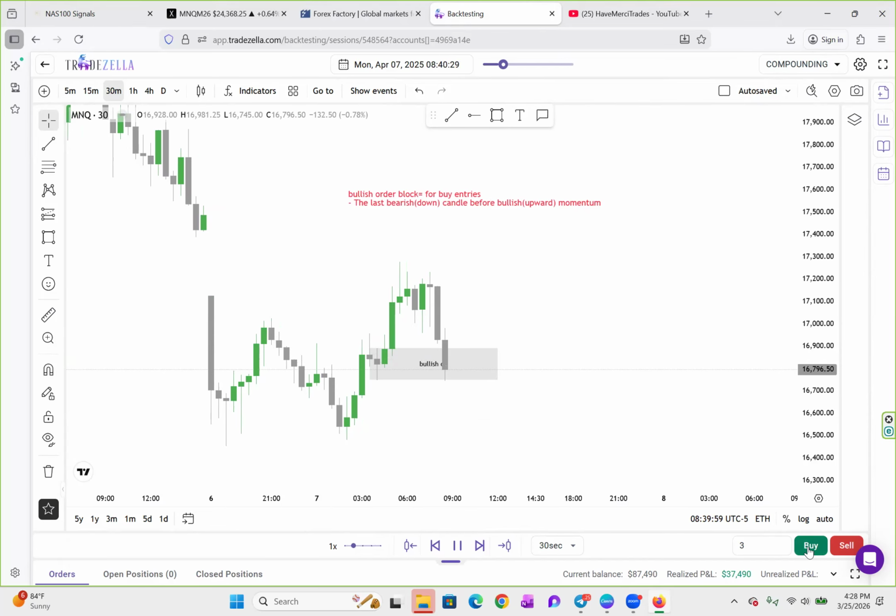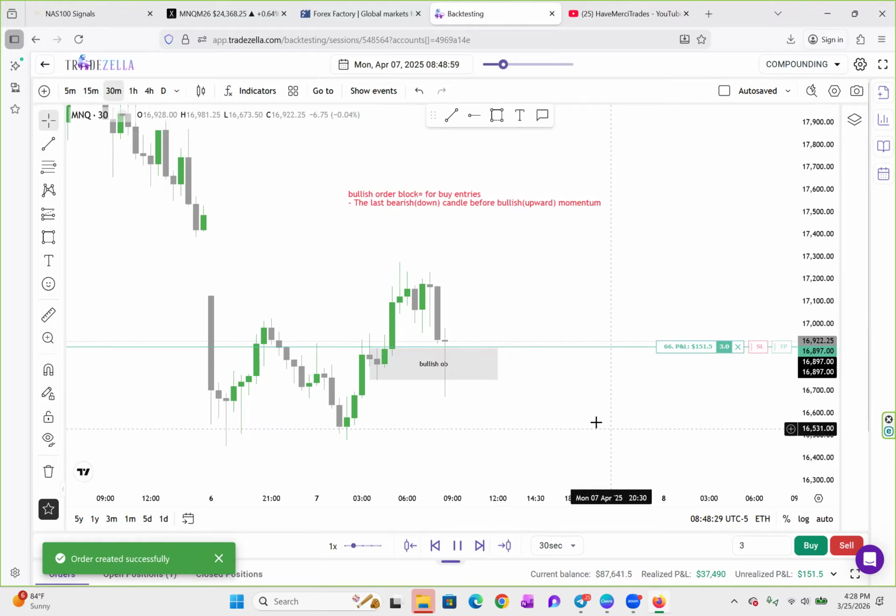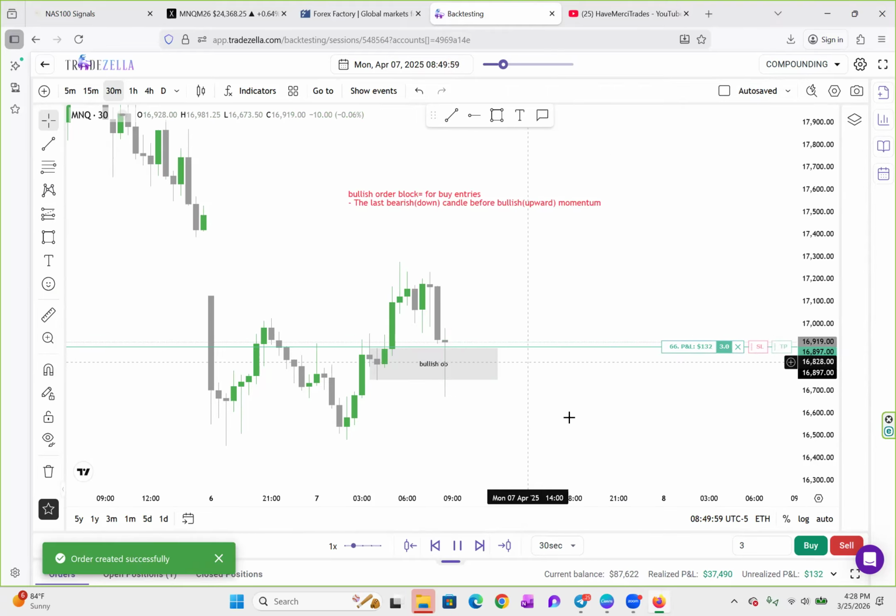It doesn't matter if price is trading inside of it. If it eventually starts rejecting the top of the box, then we would get an entry. So we're waiting to see what's going to happen. And look at that. Price started rejecting the top of the box. Guess what? I'd get my entry right there.